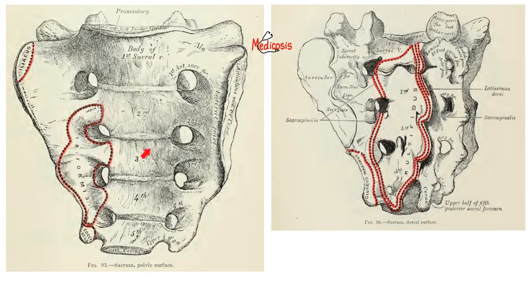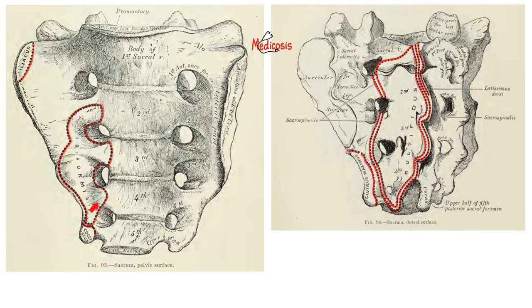There are 5 bony vertebrae, but 4 pairs of sacral foramina. On the anterior aspect, we call them anterior sacral foramina, and on the posterior aspect, we call them posterior sacral foramina.